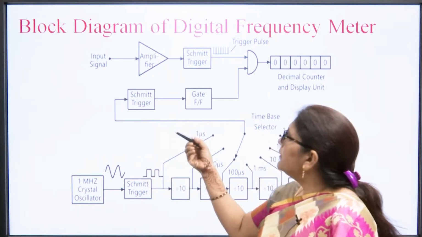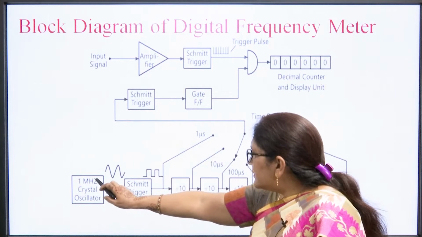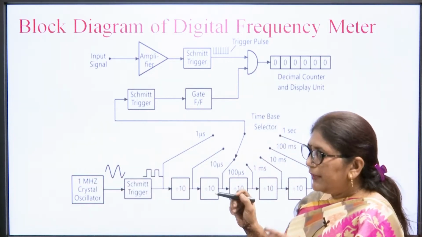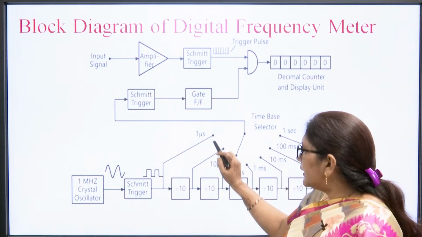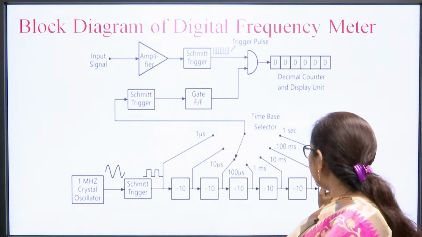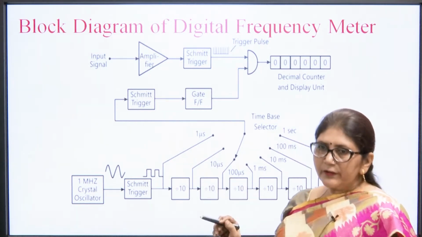So, we know that f is equal to 1 by t. Here the frequency is 1 megahertz, so 1 by t is 1 microsecond. So, this is 1 microsecond. Then we have these 1, 2, 3, 4, 5, 6 decade counters.